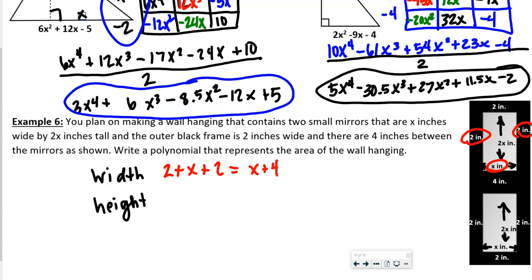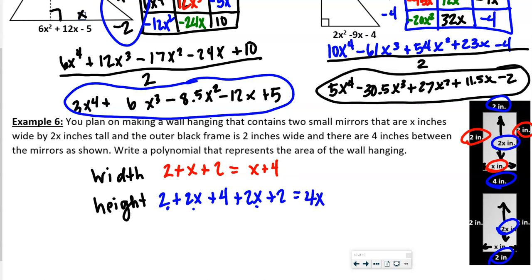Everybody see that? Okay, now we're going to talk about our height. So we've got this 2 here, we've got this 2x there, we've got that 4, we've got that 2x, and we've got that 2. So we're going to do 2 plus 2x plus 4 plus 2x plus 2. Okay, so 2x plus 2x is 4x. 2 plus 4 is 6, plus 2 is 8. Okay, so what are we going to do with our width? We're going to multiply our width times our height, or base times height, right? Isn't that what we're doing? Okay, so width times height.